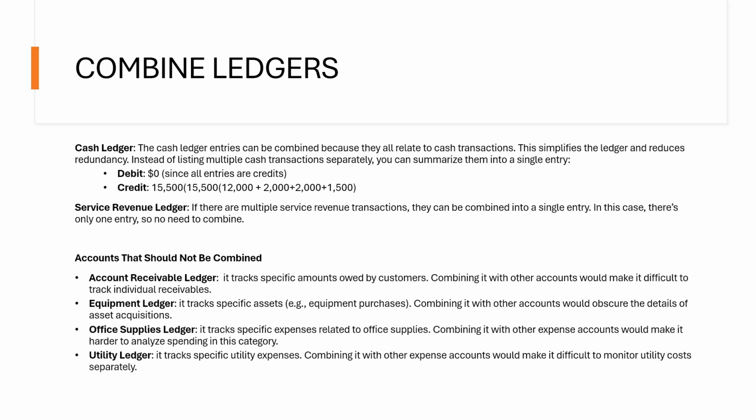So the key point here is to combine ledgers when transactions are repetitive, like the one we did in the cash ledger, but also keep ledgers separate when details are essential for tracking and understanding financial activities, and also for future financial analysis. Examples are accounts receivable, equipment purchase, utility ledgers, and so on.